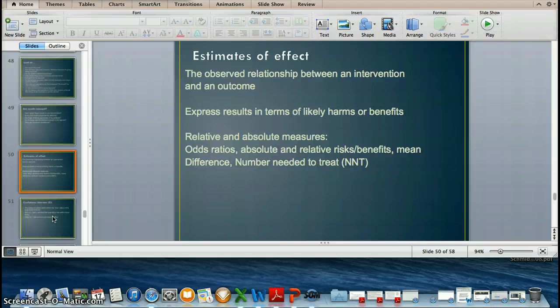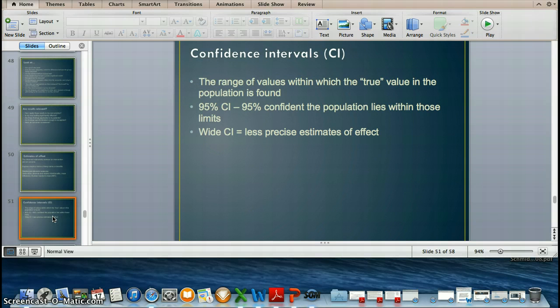Okay. You're also going to look at relative and absolute measures, which are like odds ratios, absolute and relative risk, benefits, mean difference, number needed to treat. Confidence intervals. Oh, those lovely stats just keep following us everywhere we go. So within an article, you may be looking at the confidence intervals, and you're looking at the ranges. Is the range of values within which the quote unquote true value in the population is found.